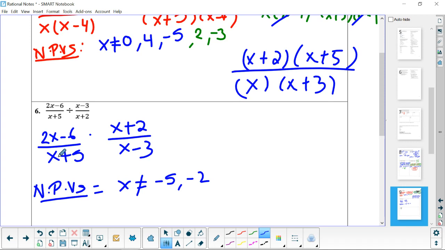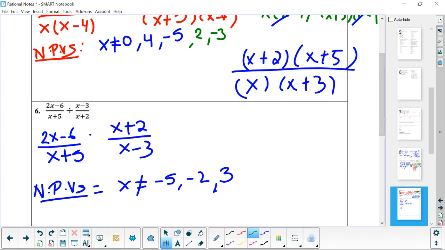Now from here, I've already written x is not equal to 5, so I'm going to look here. So if I plug x as 3, my denominator will be 0. So my another value is 3. Okay. Now we're going to cancel out the common factors.